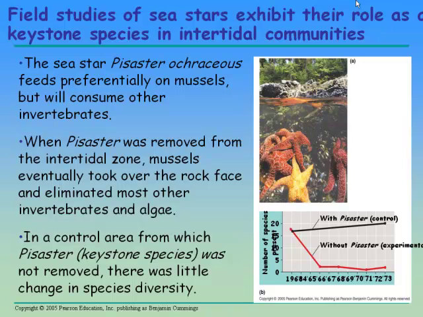Okay, so here field studies of sea stars exhibit their roles as keystone species in intertidal communities. The sea star Pisaster feeds preferentially on mussels but will consume other invertebrates. When this sea star was removed from the intertidal zone, mussels eventually took over the rock face and eliminated most other invertebrates and algae. In a control area from which the keystone species was not removed, there was little change in species diversity. So here's species diversity, the number of species present, without the sea star, with the sea star. So this is a keystone species. The definition is they exert strong control on community structure, not by numerical abundance, but by their pivotal ecological roles.